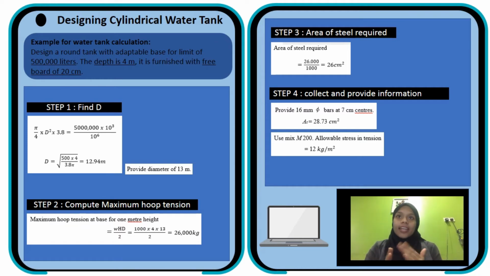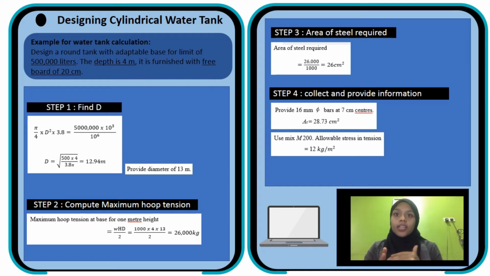Okay, so next, let's focus more on calculating for designing cylindrical water tank. So we took the example to design a round tank with adaptable base for limit of 500,000 liters and the depth is 4 meter and it is furnished with free bolts of 20 centimeters. Okay, so the first step is to find the D value. Substitute all the information in the formulas and make D the subject. Okay, so calculate the rest and we get 12.95 meter, which we can round off to 13 meter of diameter. Okay, so the second step is to compute maximum hoop tension.